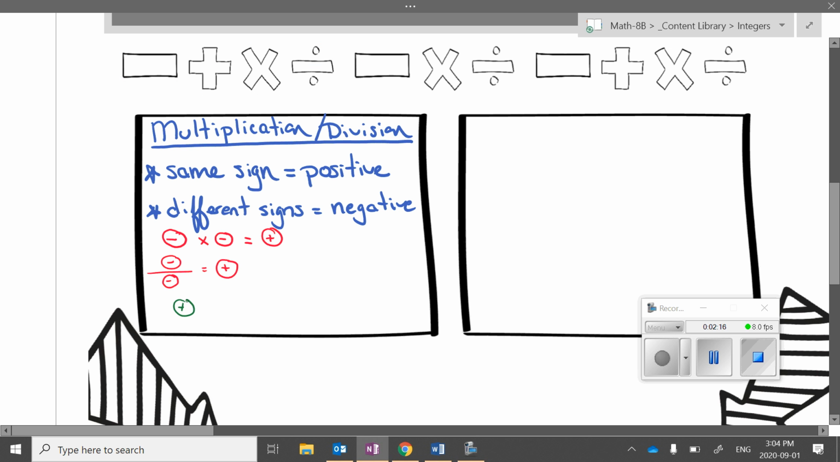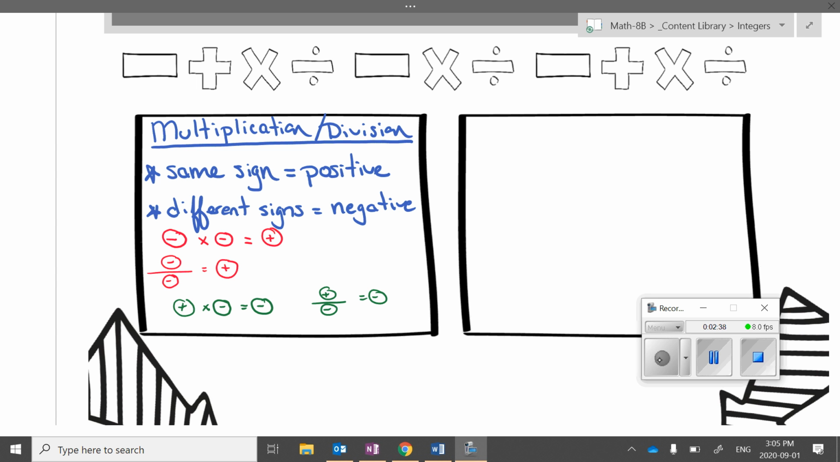On the flip side though, different signs. So say I have a positive times a negative. That's really messy. My apologies. Two different signs there. Overall, I get a negative. Same thing with division. If I have a positive divided by a negative, overall, negative.